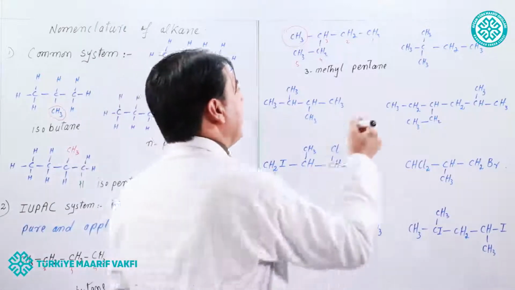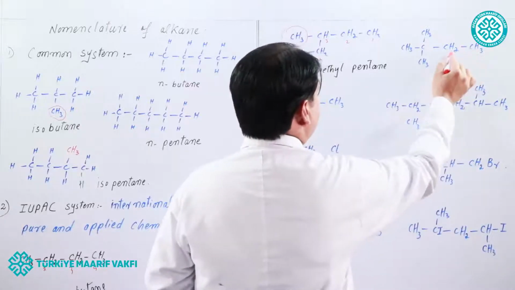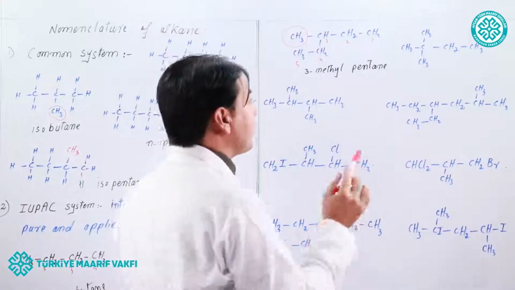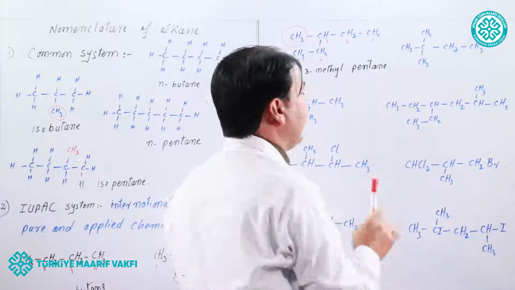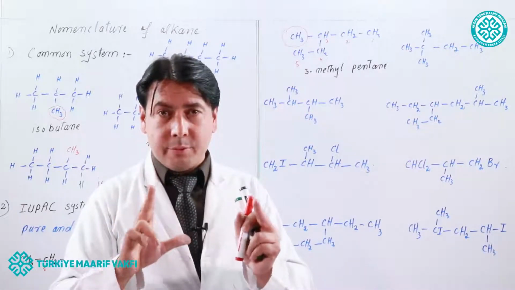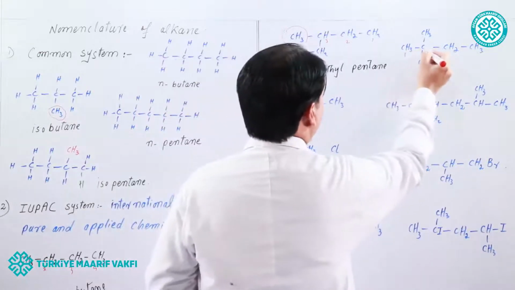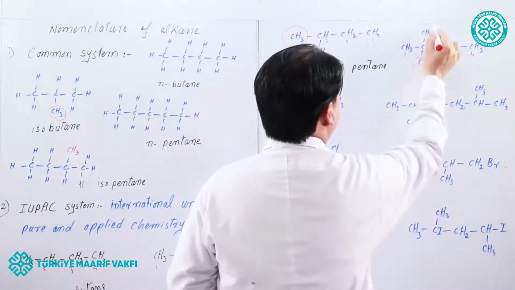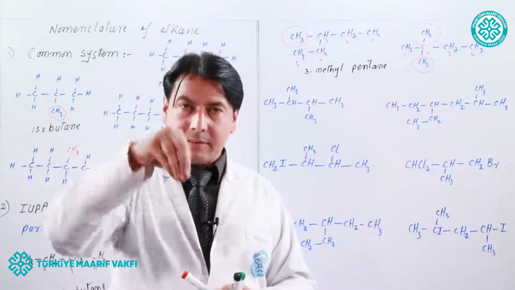So look here, we have to give numbering 1, 2, 3, 4. How many carbon are there? 4 carbon. So we have to start the numbering either from this or from that. We have to start the numbering from that side at which the substituents are at the nearest position. So look here, 1, 2, 3, 4. How many substituents are there? 2 substituents, and the 2 substituents are attached to the same carbon.